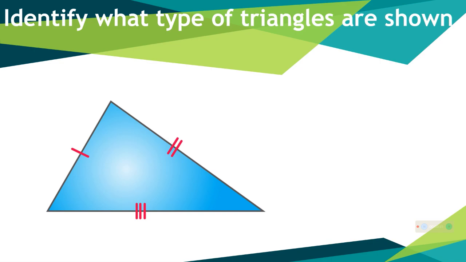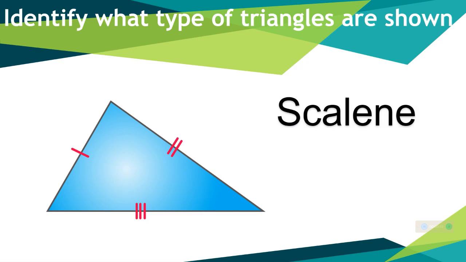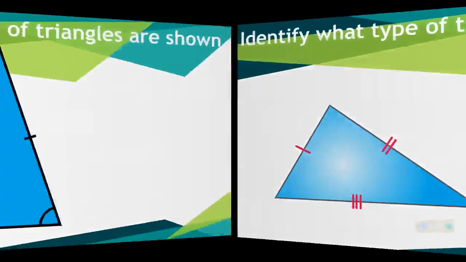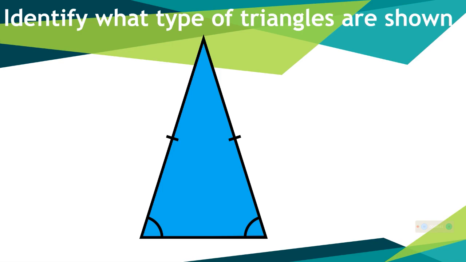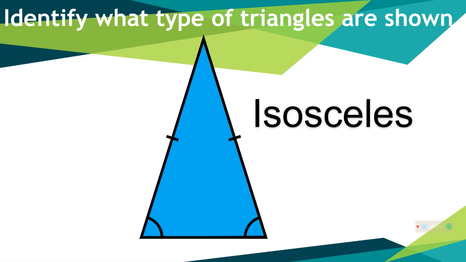On the first figure, you are going to identify what type of triangles are shown. I have here five slides wherein you are going to give the type of triangles. Let's have the first figure. Based on the given marking, what type of triangle is the given figure? That's correct. That is scalene triangle. Let's have the second one. Yes, this is isosceles triangle, correct.